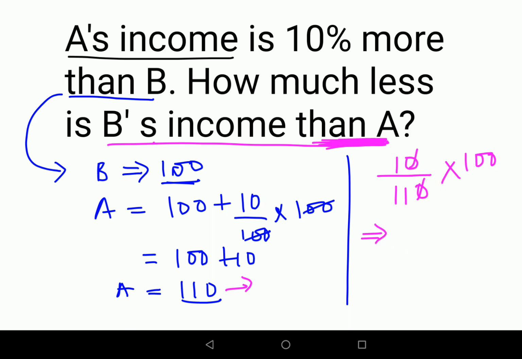So this then comes out to be 100 upon 11. So here your answer comes out to be 9.09%. I hope this is very clear to everyone.